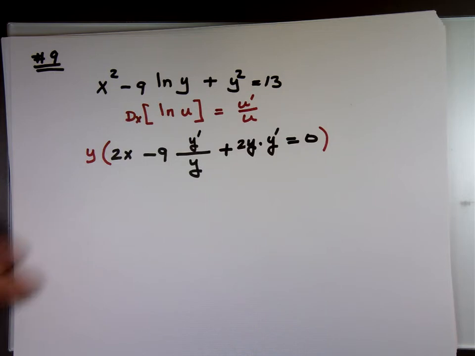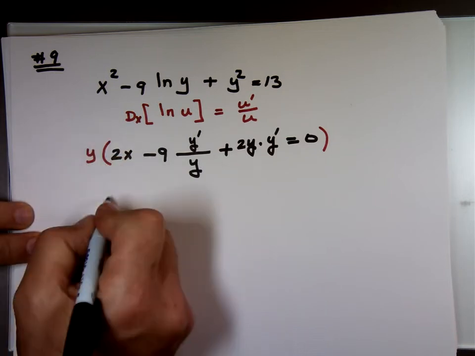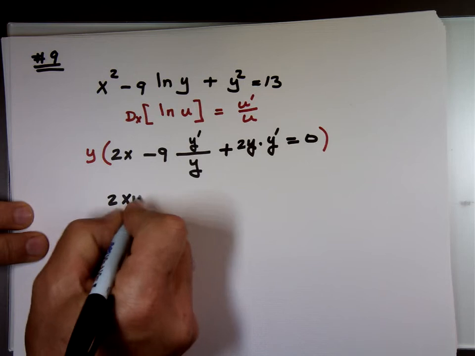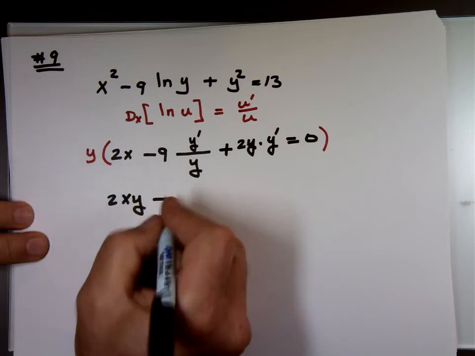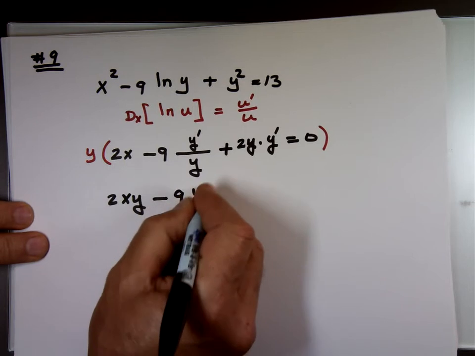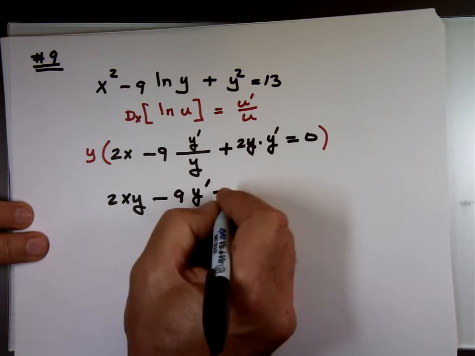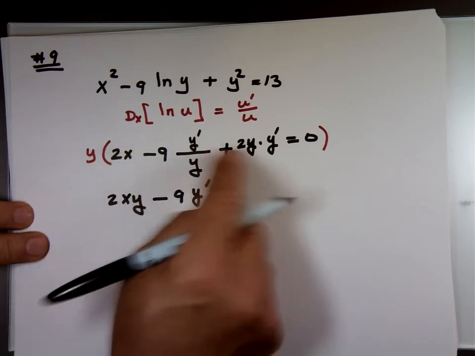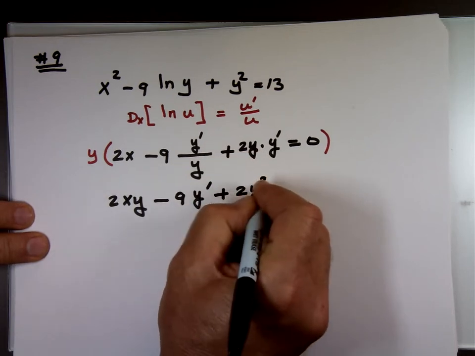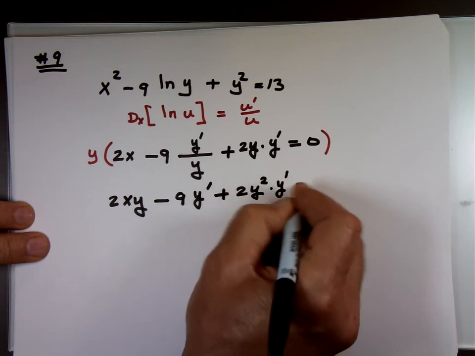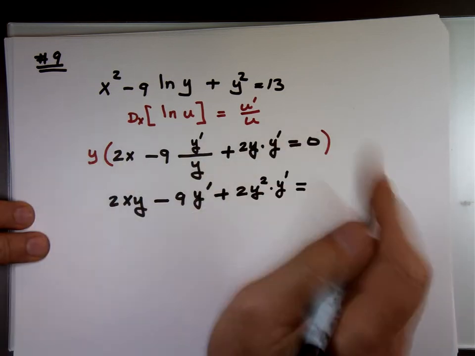What's y times 2x? 2xy. Minus, what's going to happen to this y and that y? Gone. 9y sub prime. Plus, what's y times 2y y sub prime? 2y squared times y sub prime. And what is y times 0? 0.